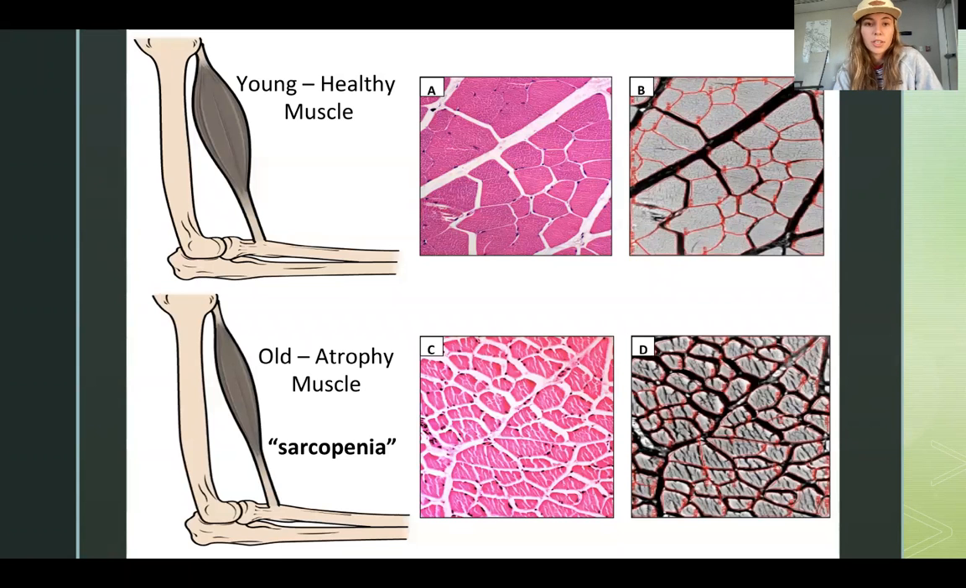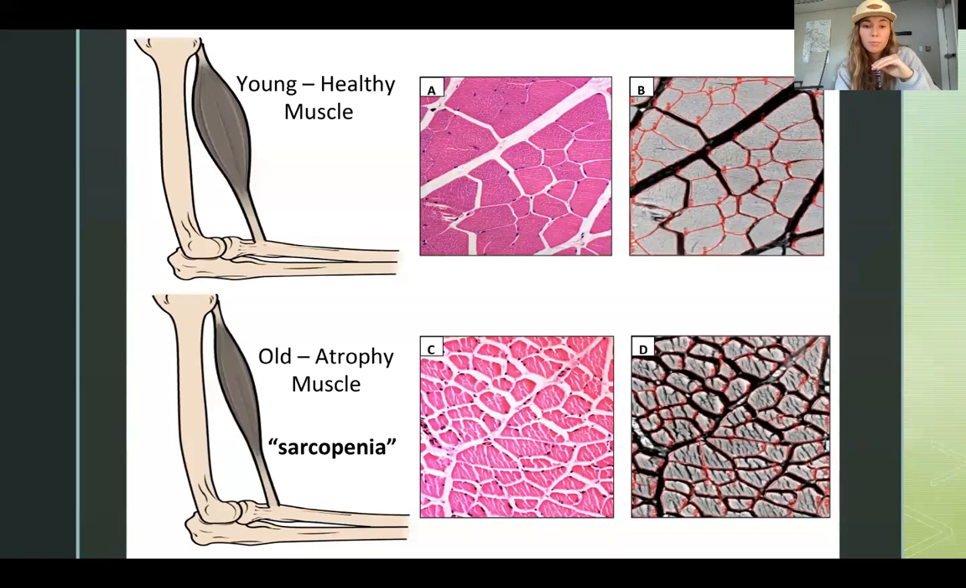In our first picture, we see the young and healthy muscle. On the left, you see the picture of the bicep, and on the right, you see these muscle cells. They are big, there's not a lot of adiposity between them, and the cells aren't damaged. Young, healthy muscle cells.